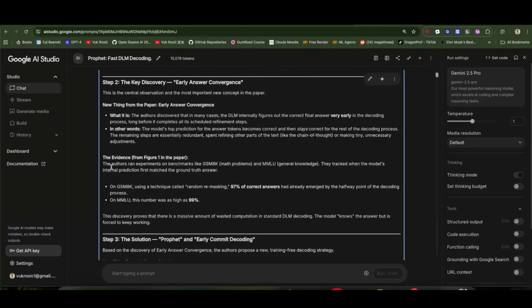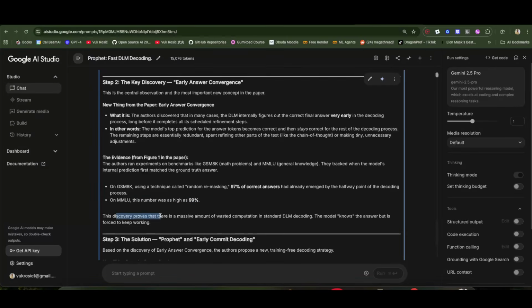So the evidence: the authors ran experiments on benchmarks like GSM-8K, math problems, and general knowledge. They tracked when the model's internal prediction first matched the ground truth answer. On GSM-8K, using a technique called random remasking, 97% of correct answers had already emerged by the half point of the decoding process. And on MMLU it's 99%.